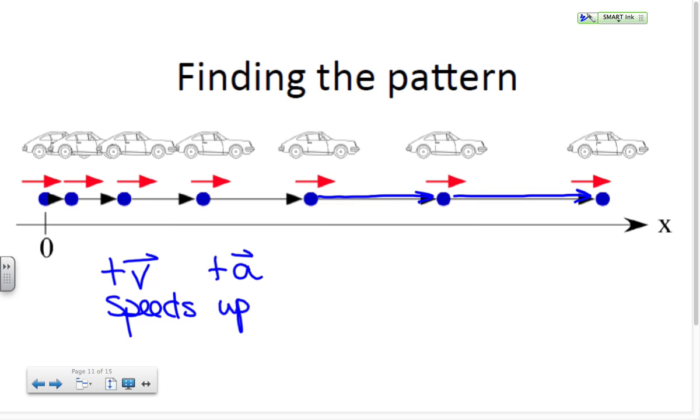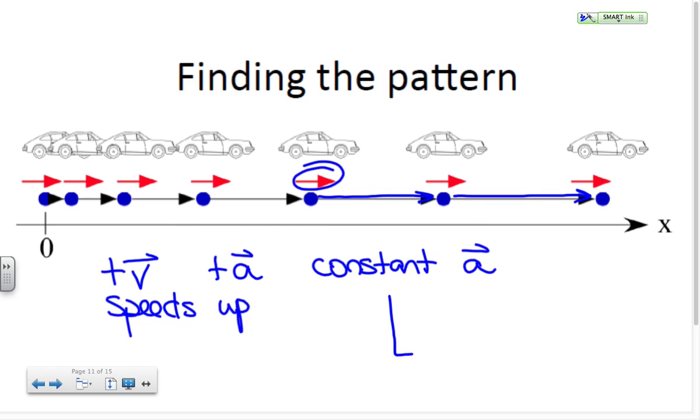Now, the reason I know it's a positive acceleration is I simply just look at the size of it. You'll notice the size of all those acceleration arrows are exactly the same size, and so what that tells me is that I have a constant acceleration. Now, do I have a constant velocity? No, my velocity arrows are definitely changing. Okay? Now, if we look at this, I have a positive velocity, a positive acceleration, and it speeds up.